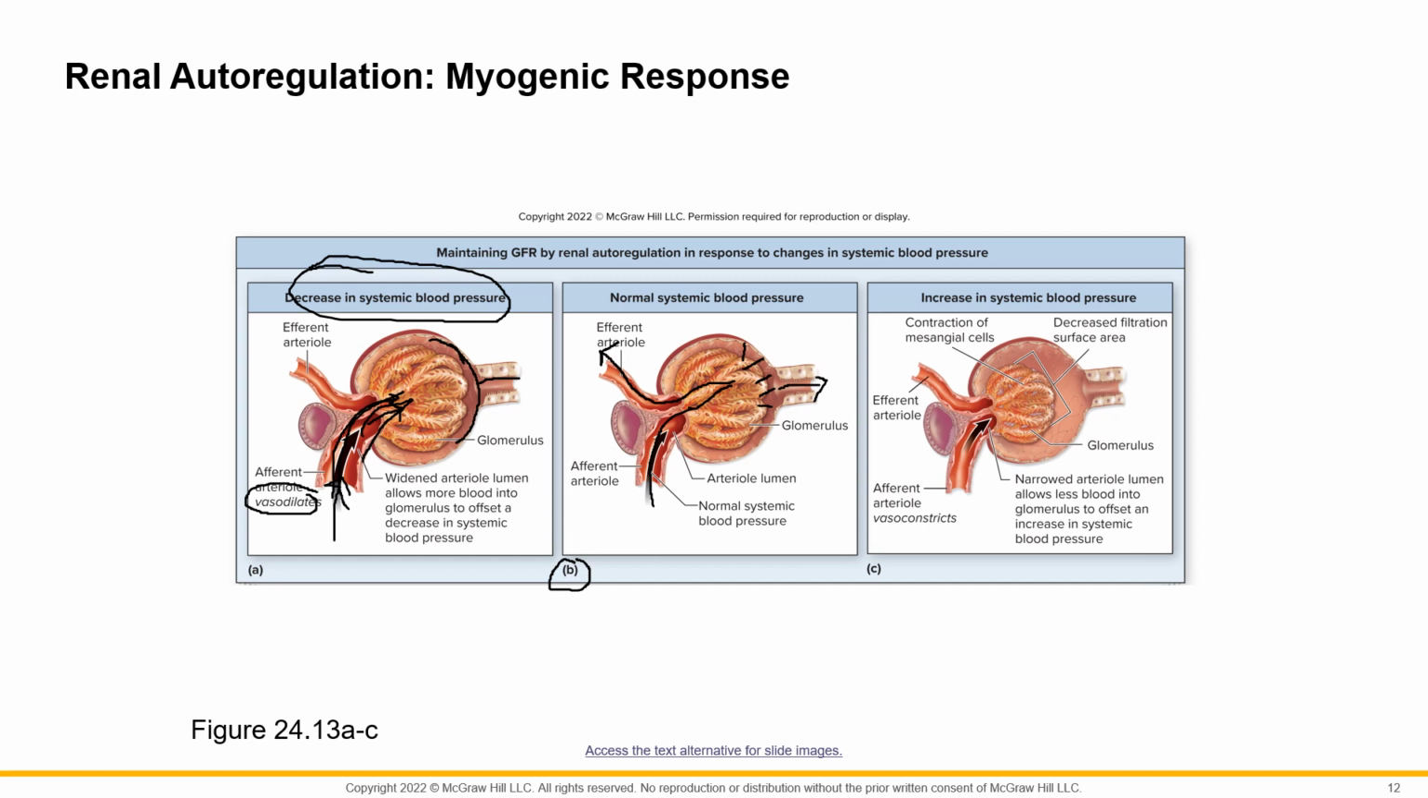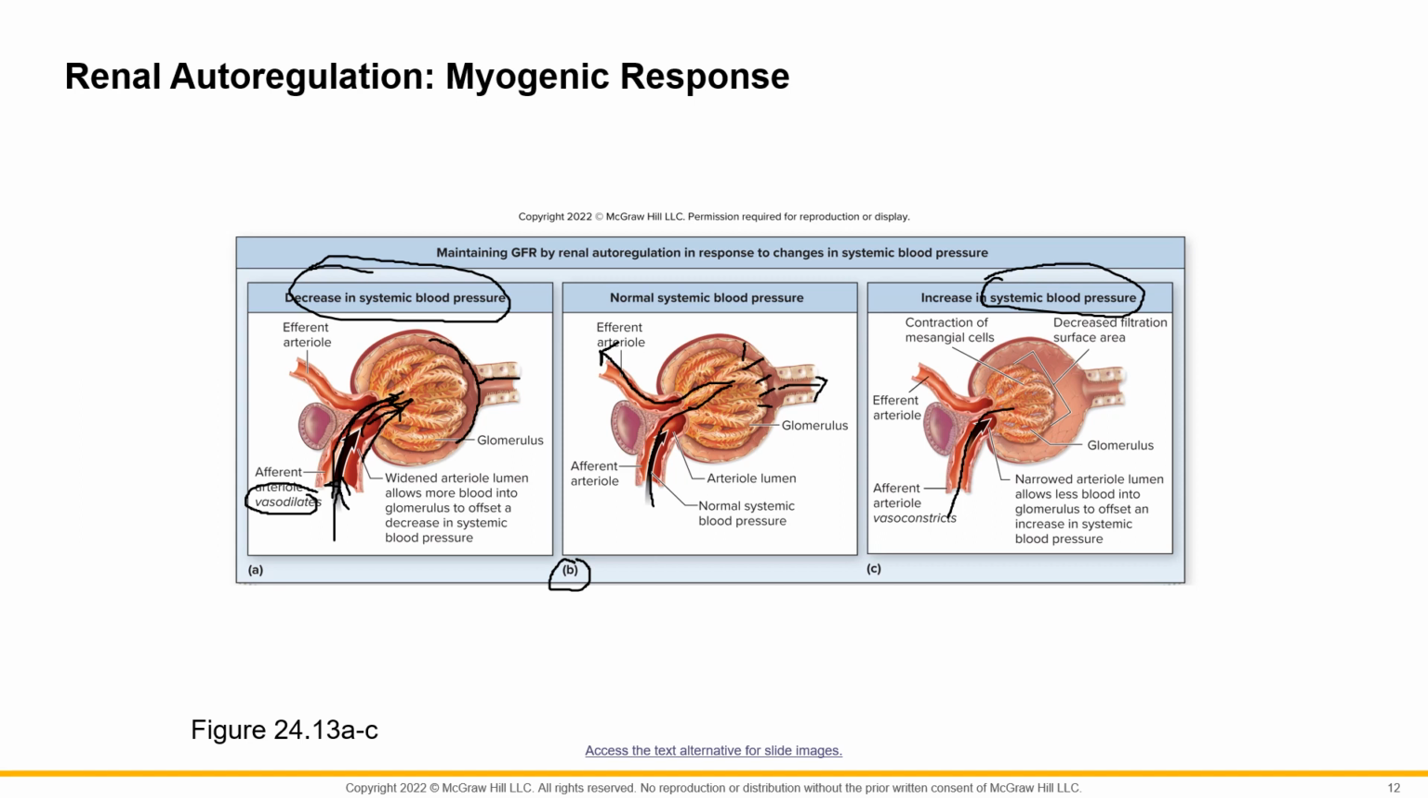Now, here's the opposite scenario. You're stressed and your systemic blood pressure went up. It's above that 180 range that we saw in the previous slide. So normally, if blood pressure increases, there is going to be more blood that is obviously going to go into the glomerulus. The fix here is for less blood to go into the glomerulus, right? That's the fix. So if your GFR is too high, we're going to do something to decrease that and bring it back down to the normal range.